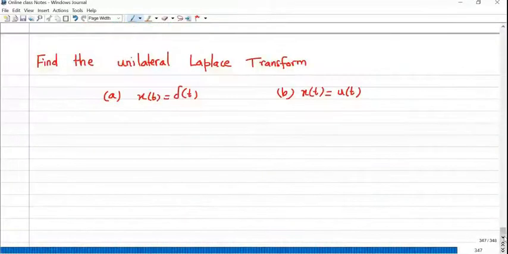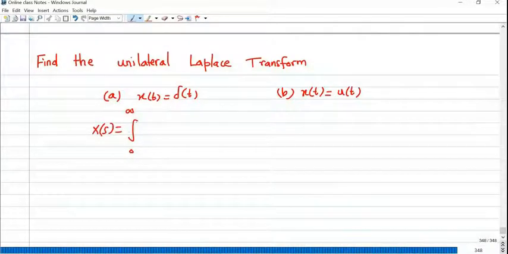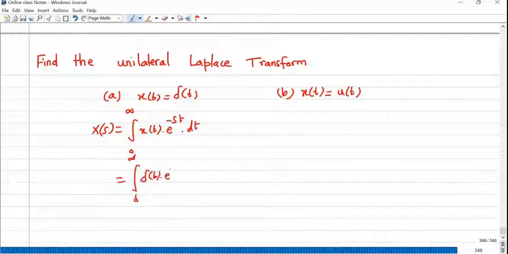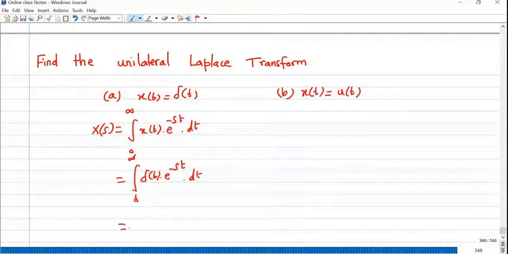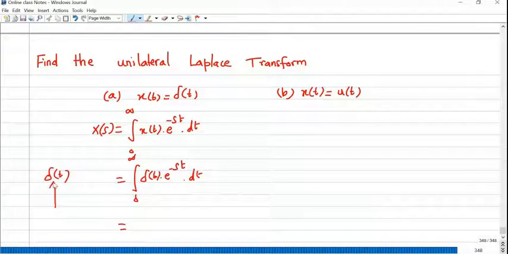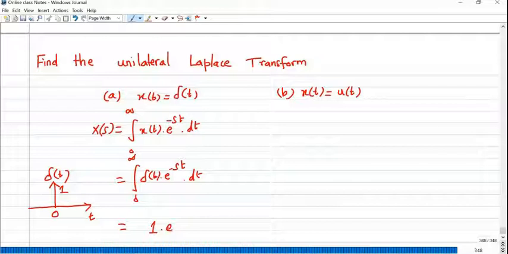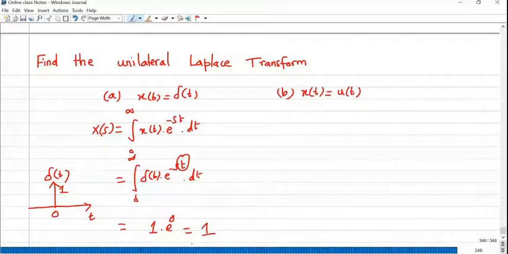We'll solve some problems. First one, find the unilateral Laplace transform of the del function. For the unilateral Laplace transform, you have to use the formula integration 0 to infinity x of t e power minus st dt. You know how to integrate the del function. Del of t has a magnitude 1 at t equal to 0. So del of t times e power minus st, this product is valid only at t equal to 0. In the rest of the equation, wherever t is there, that t is replaced by 0. So your result is 1. So the Laplace transform of the del function is 1. This is one important formula.